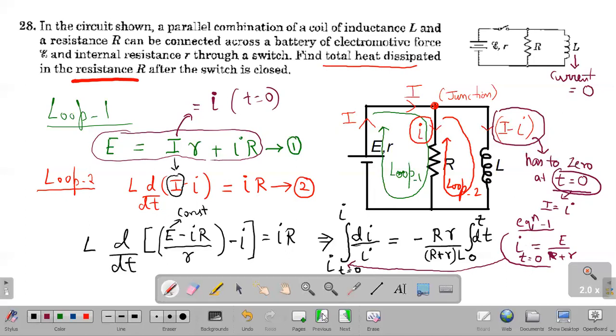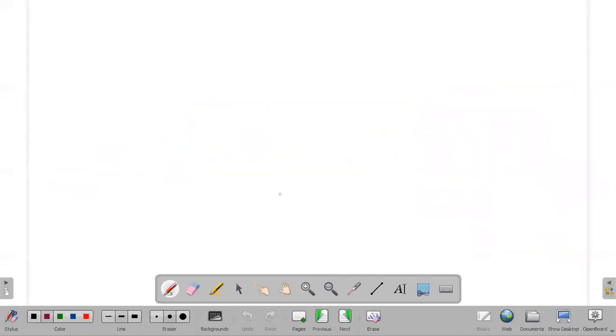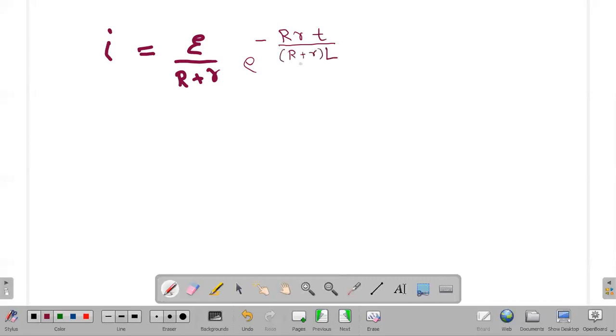Now calculus is required. After going through the integration part of this equation and all the mathematical terms, you will get the equation of small i as E divided by capital R plus small r, small e raised to the power minus capital R plus small r times t over L, the inductance. Take care of the integration and the limits.